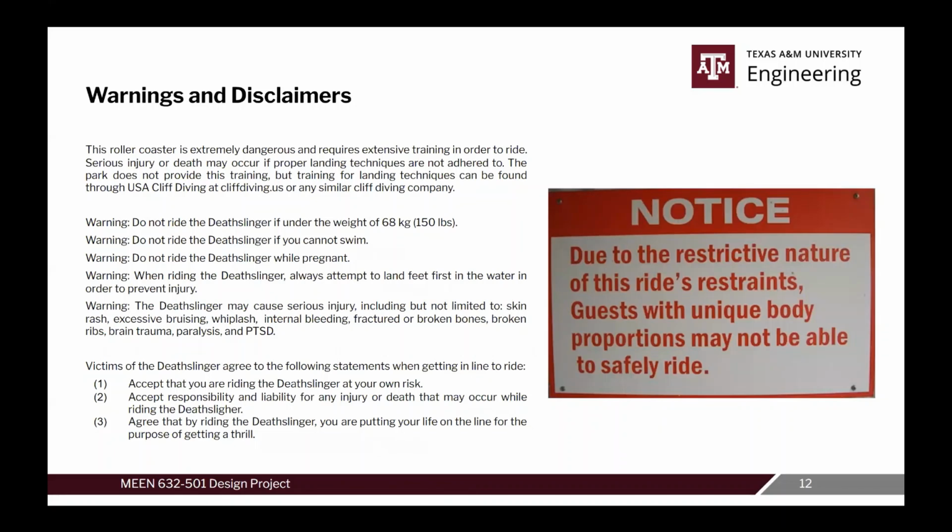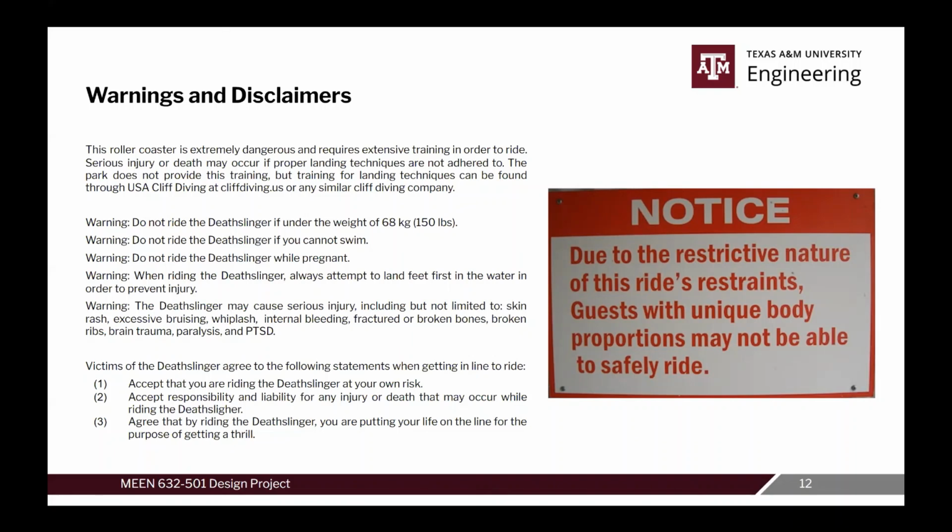Warnings and disclaimers. This roller coaster is extremely dangerous and requires extensive training in order to ride. Serious injury or death may occur if proper landing techniques are not adhered to. The park does not provide this training. The training for landing techniques can be found through USA Cliff Diving at cliffdiving.us or any similar cliff diving company. Warning: do not ride the DeathSlinger if under the weight of 68 kilograms or 150 pounds imperial. Do not ride the DeathSlinger if you cannot swim.